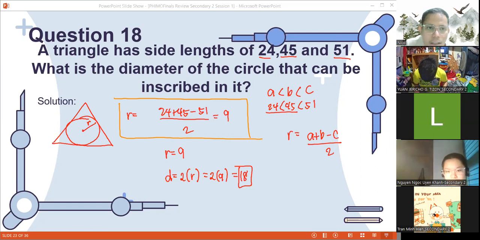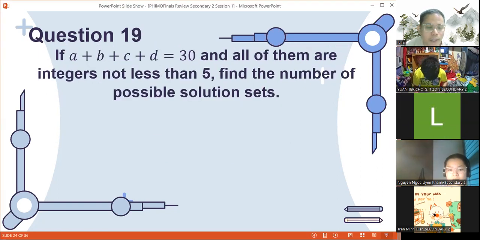So for number 19, A plus B plus C plus D is equal to 30, and all of them are integers not less than 5. Find the value of the possible solution sets. So it is stars and bars, right? But we need to comply with the condition that it's not less than 5.